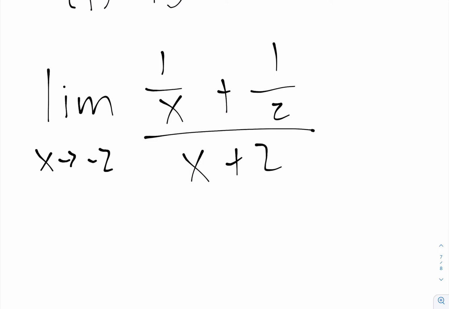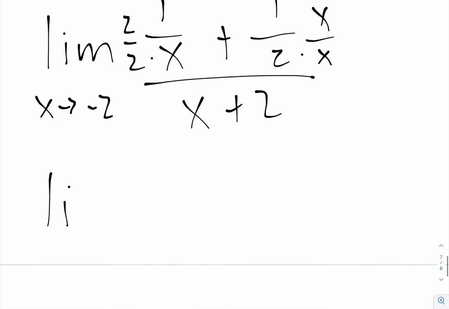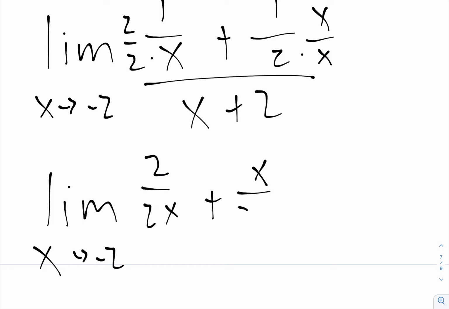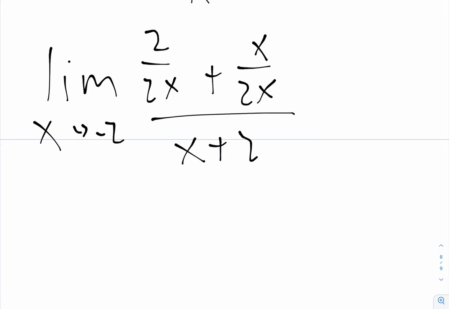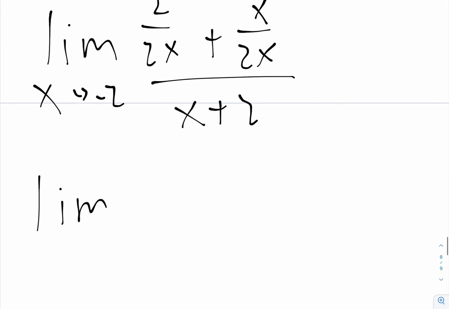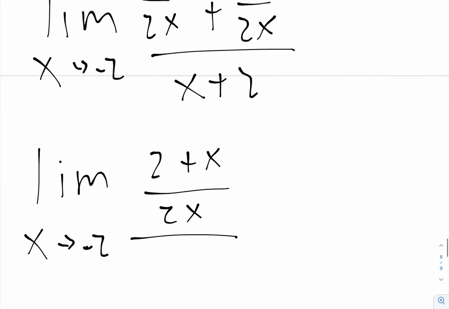In order to combine them, we have to make the denominators the same. So if we multiply this by 2 over 2 and multiply this by x over x, both the denominators are going to be 2x. So this will be the limit as x approaches -2 of 2 over 2x plus x over 2x, divided by x plus 2. So on the top, this is going to be the limit as x approaches -2 of 2 plus x over 2x, divided by x plus 2.